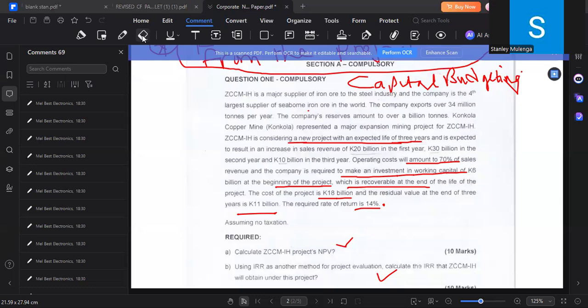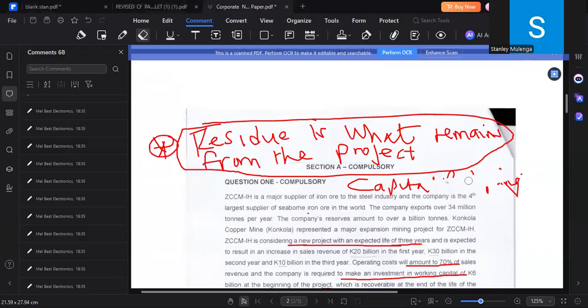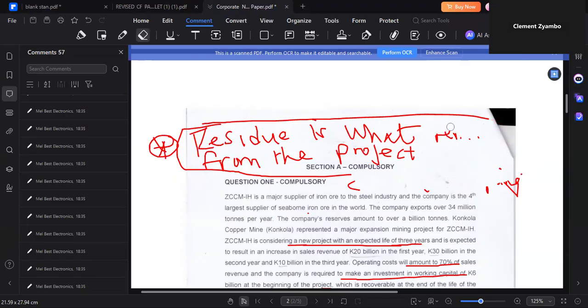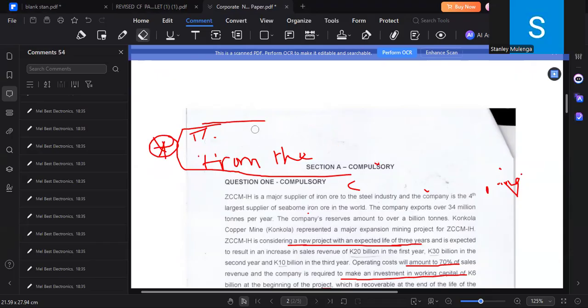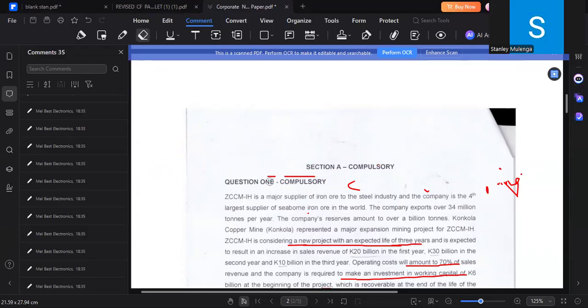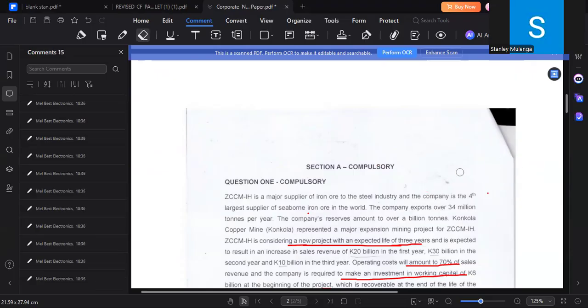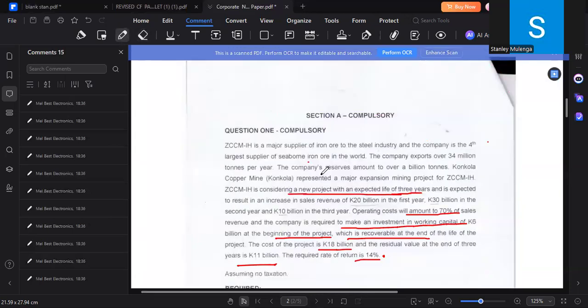So let me explain it so that we can be clear. You are able to see the question also. Yes, sir. Thank you very much for that question. Let me explain why I'm treating it the way I am. So the thing is like this. If you can see from here, they're simply saying the company is considering a new project.